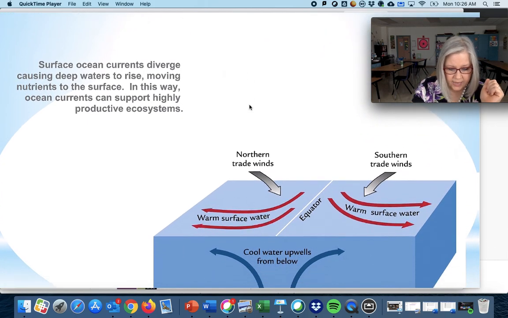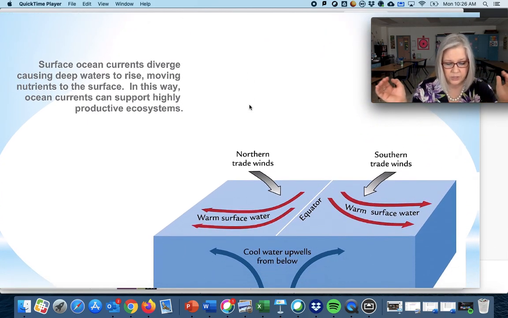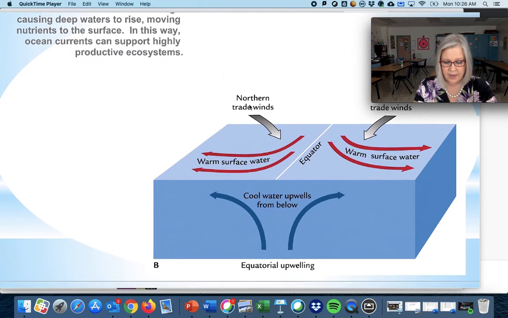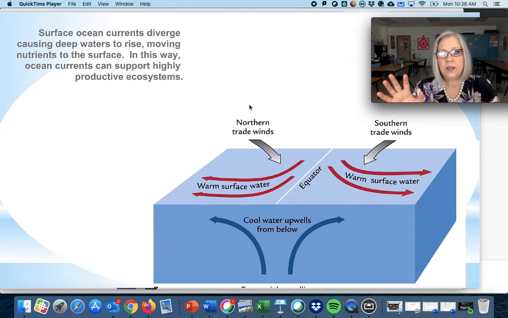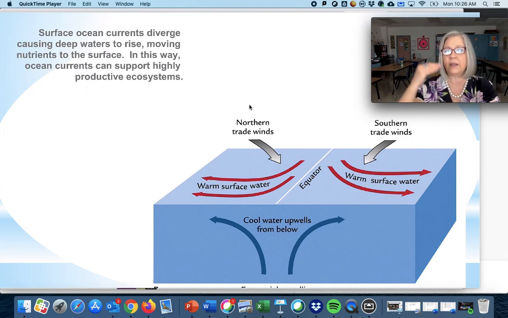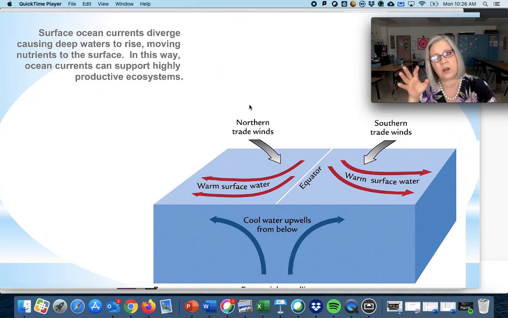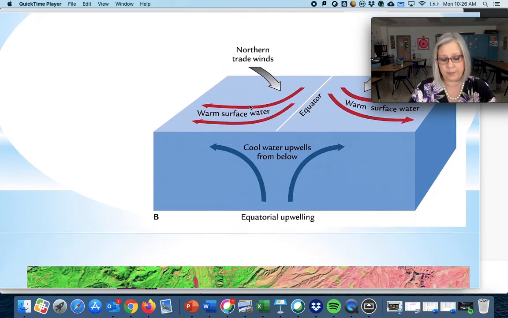Okay, upwelling. Once again, we have surface ocean currents diverging, and then they cause deep water to come up to the surface. And what this does is it circulates the nutrients, which then causes our producers to become very, very productive, right? So we're going to have a lot of base to the food chain, which then immediately starts to build things up. So if that gets suppressed, then you're not going to have as much productivity, which is going to cause your food chain to decline, your food web.